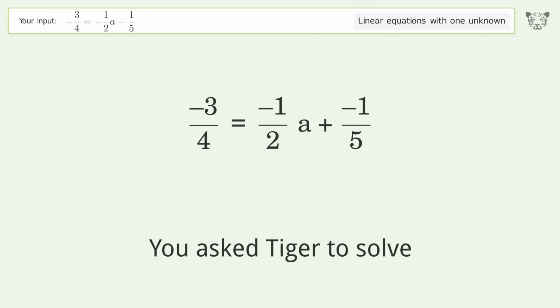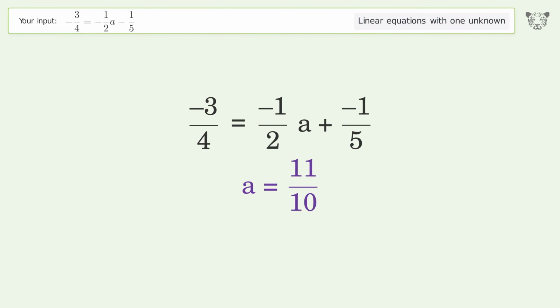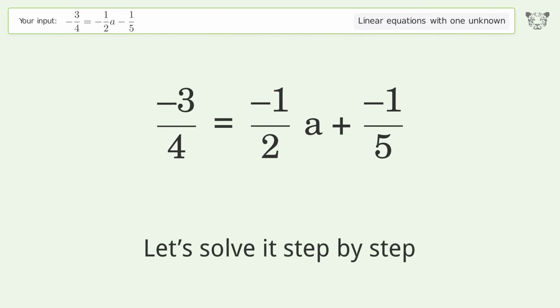You ask Tiger to solve this. This deals with linear equations with one unknown. The final result is a equals 11 over 10. Let's solve it step by step.